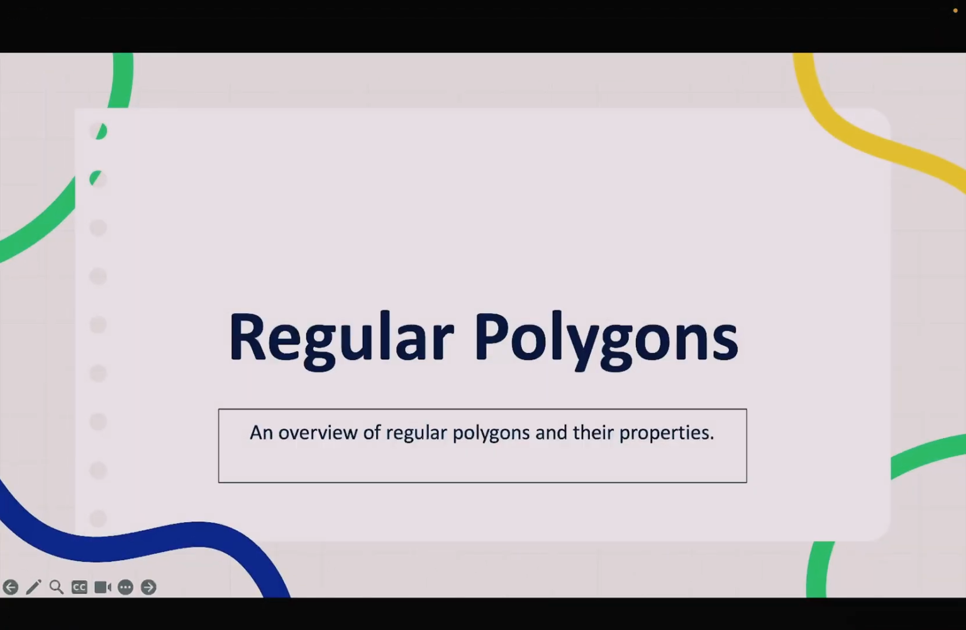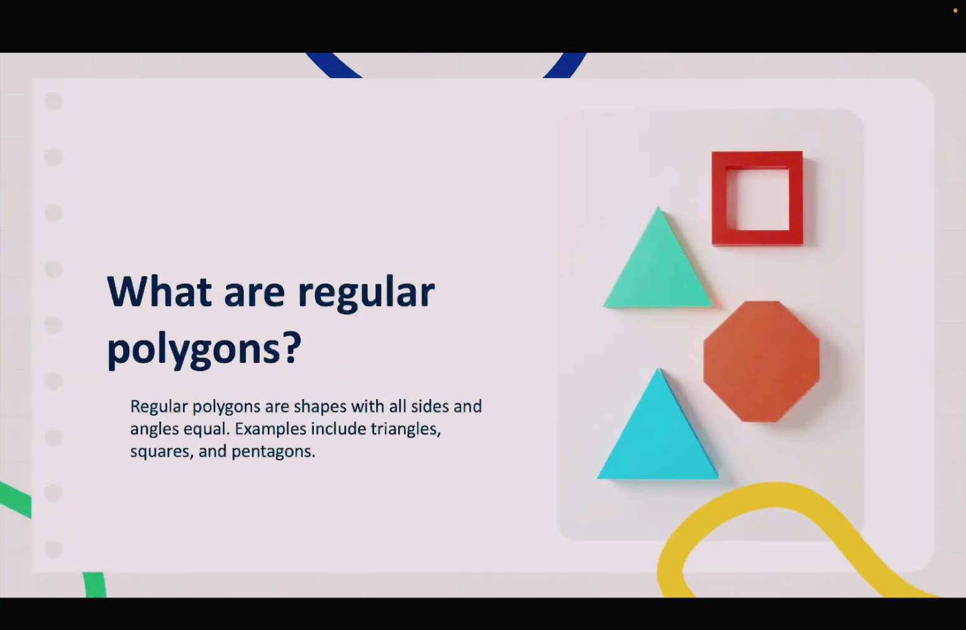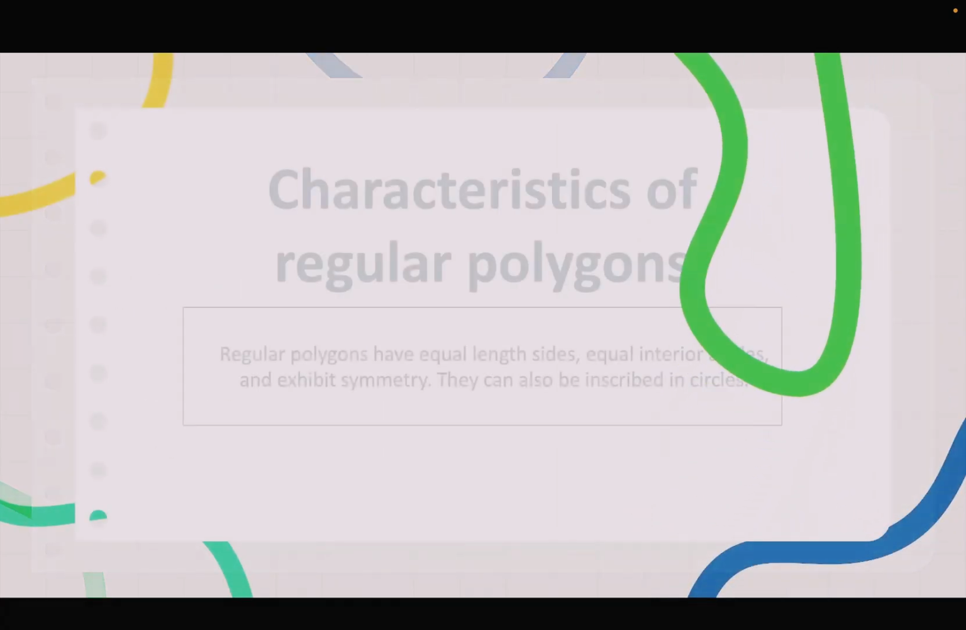Today we're going to discuss regular polygons, their characteristics, properties, and definition. First we're going to start with the definition, which is: regular polygons are shapes with all sides and angles equal. Examples include triangles, squares, and pentagons. This means that to be regular, they need all angles and all sides to be equal.